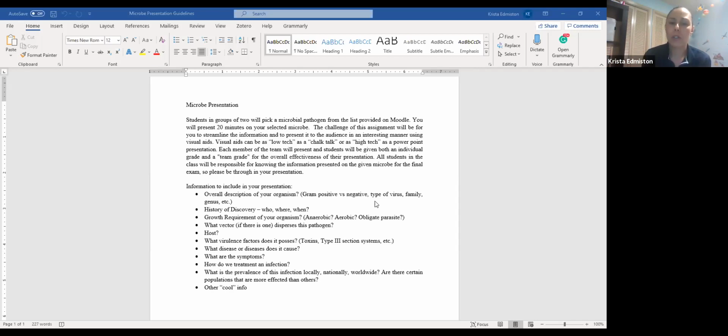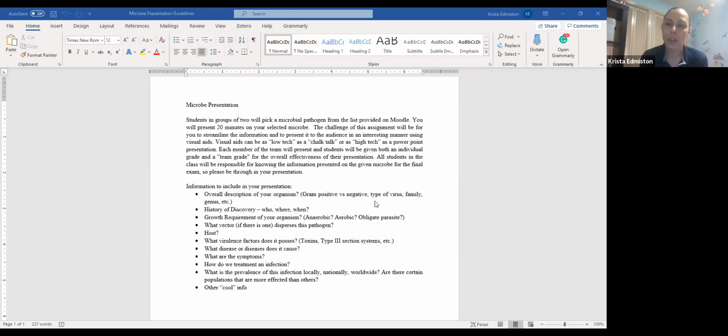So again, what is the description of your organism? Kind of give us the Cliff Notes version of it. Who discovered it? How is it found? Where were the first infections? Kind of the growth requirements. The vector, for those of you who have viruses, or some of the eukaryotic pathogens, the vector will be mosquitoes or something like that. So you can talk about that. Who's the host? Is it naturally in us? Is it naturally in other organisms like influenza that's found in swine and birds and things like that?